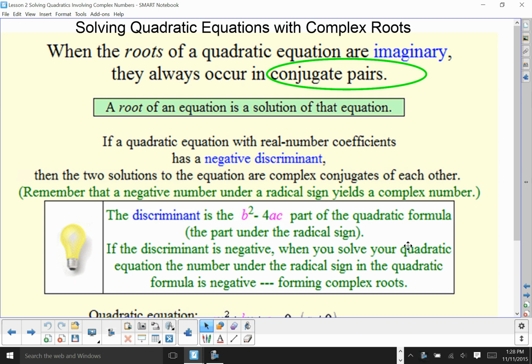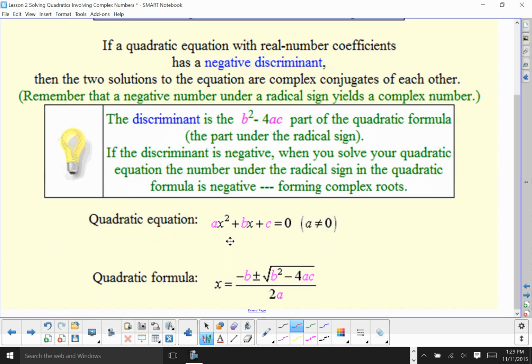When the roots of a quadratic equation are imaginary, meaning that they will not be crossing the x-intercept, they will always occur in conjugate pairs. The key word here is pairs. The fact that they happen in pairs means that you'll always have two of them, plus and minus. If a quadratic equation with real number coefficients has a negative discriminant, the two solutions to the equation are complex conjugates of one another. So that also means that if you know one, you know the other. So, given the quadratic equation, you can use the quadratic formula to solve it. Most of the time, this is what you will do when you are finding complex roots.